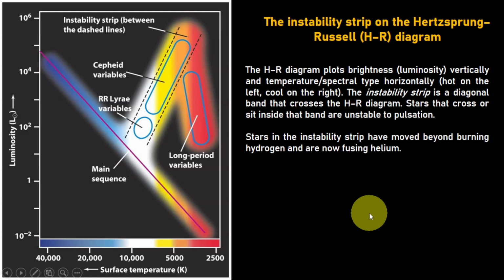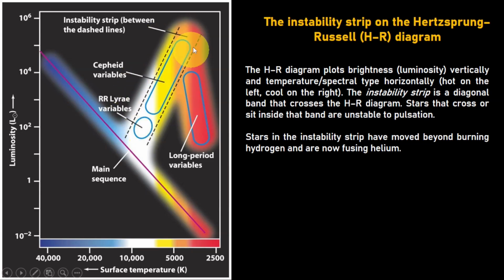The Hertzsprung-Russell diagram, you're familiar with it? The diagram plots the brightness on the vertical axis and the temperature or spectral type on the horizontal axis. Here you have hot stars and here you have cooler stars. Now, the instability strip is here.